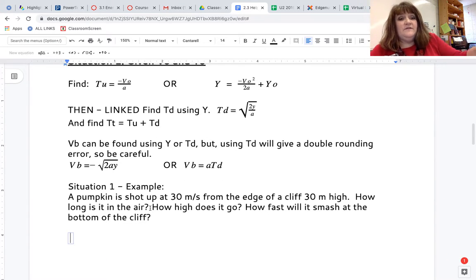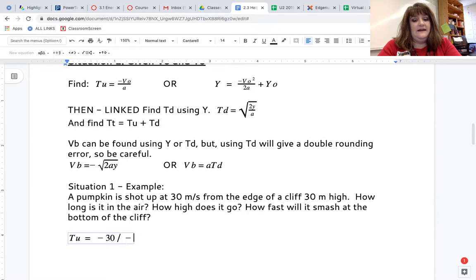So the first thing I want to find is time up. Time up should equal negative 30 divided by negative 9.8. Always keep in mind what direction you're going. Negative 30 divided by negative 9.8 should be 3.061 seconds. Okay. That's my time up.